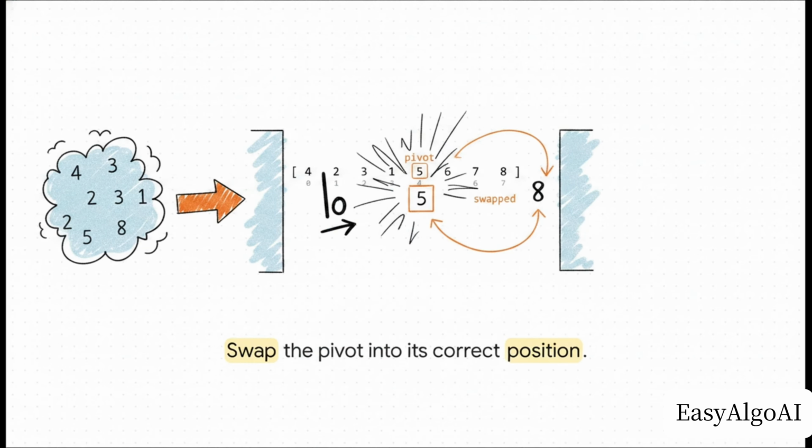And for the grand finale of the partition process, all the small numbers are packed on the left. The low pointer is currently sitting on the first large number, which in this case is 8. So we do one final swap. We trade our pivot, the 5, with the number at the low pointer. Boom. The 5 is now perfectly sorted right in the middle, dividing the smalls and the bigs.